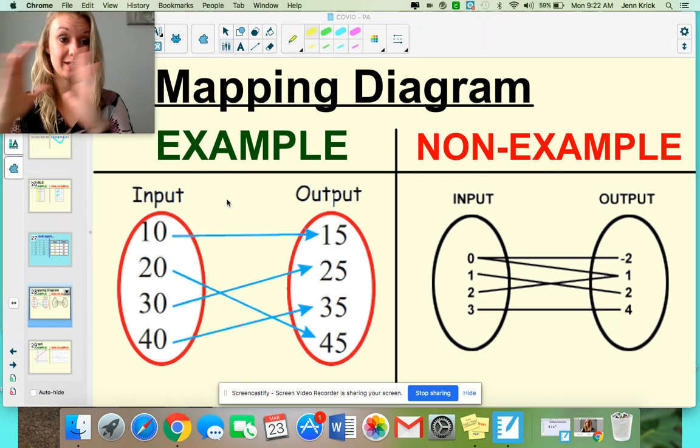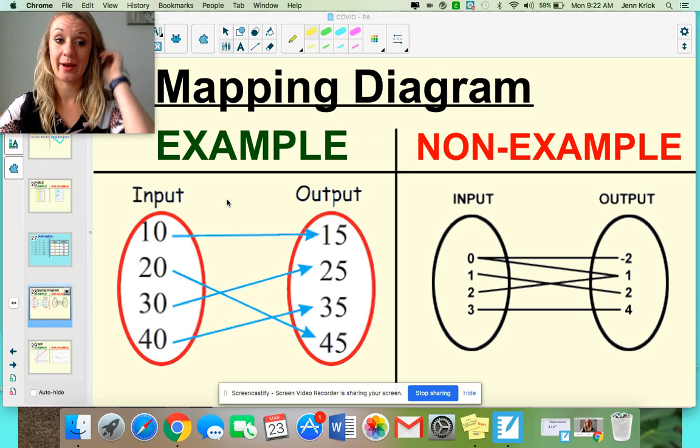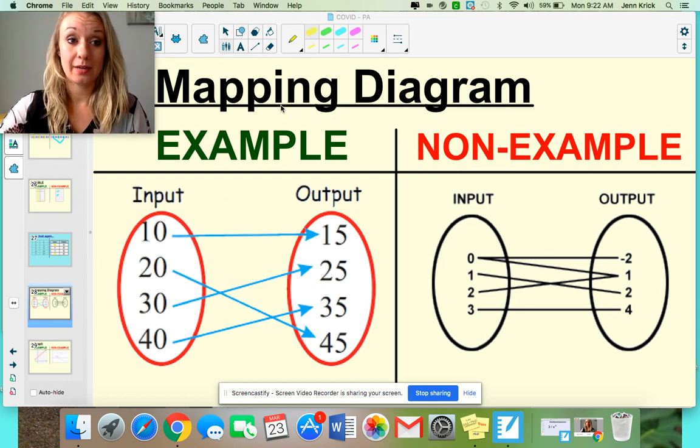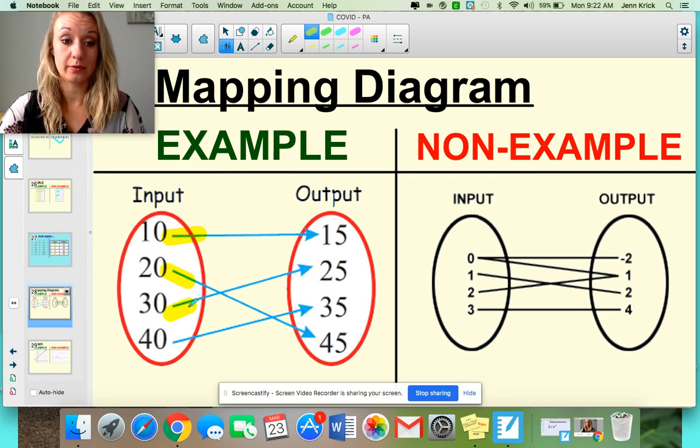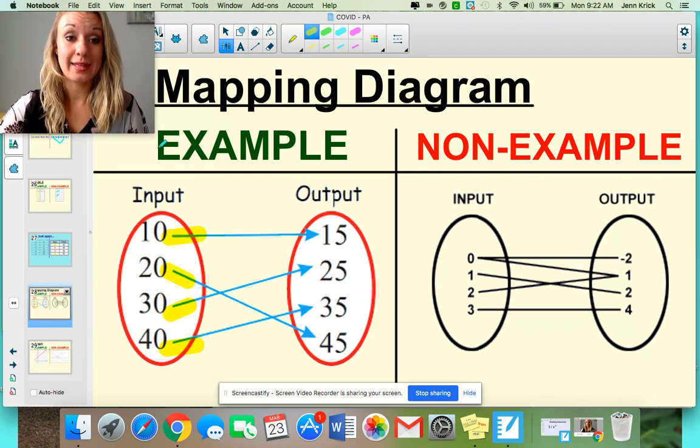Those are like those fancy ovals with the arrows going from inputs to outputs. Your key here when you're looking at mapping diagrams is that you want to make sure that every input only has one arrow coming out of it. So notice you've got 10, 20, 30, 40. All of those have one arrow. That makes it an example because it is a function.